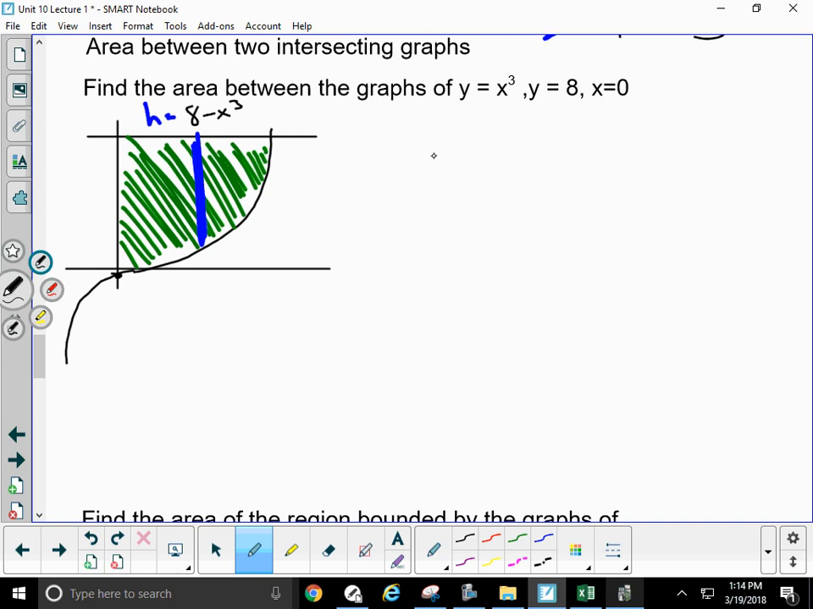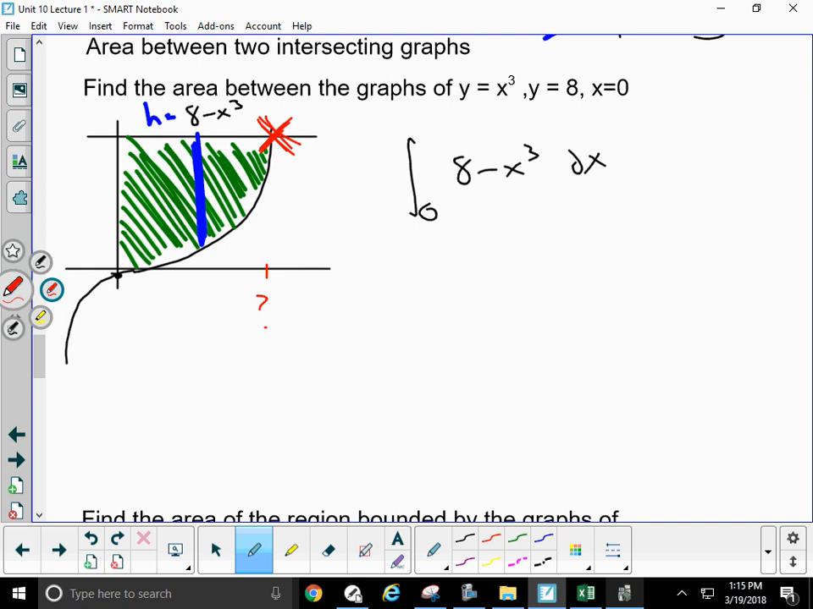All right, so I'll take an infinite sum of those heights times the skinny widths. So I got 8 minus x cubed, dx being the width. I know I'm starting from 0, but it was not given to me where I end. And the key is this location right here.